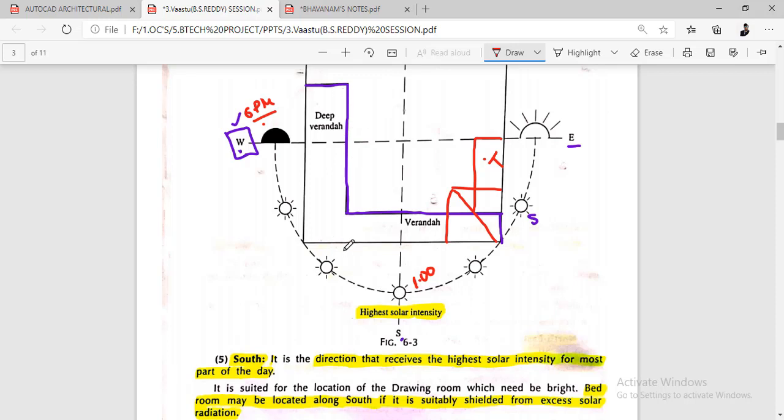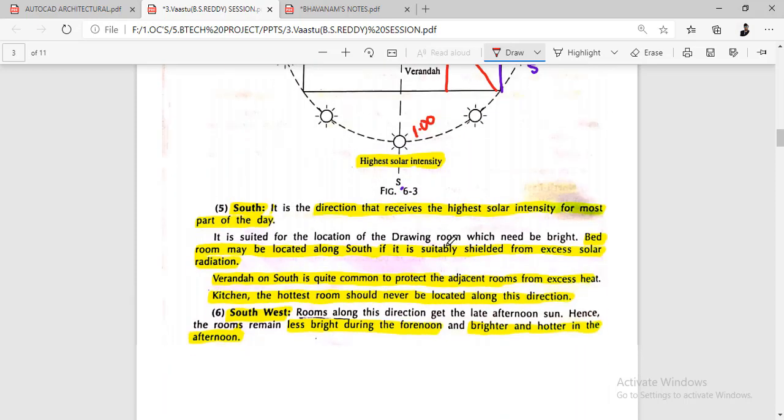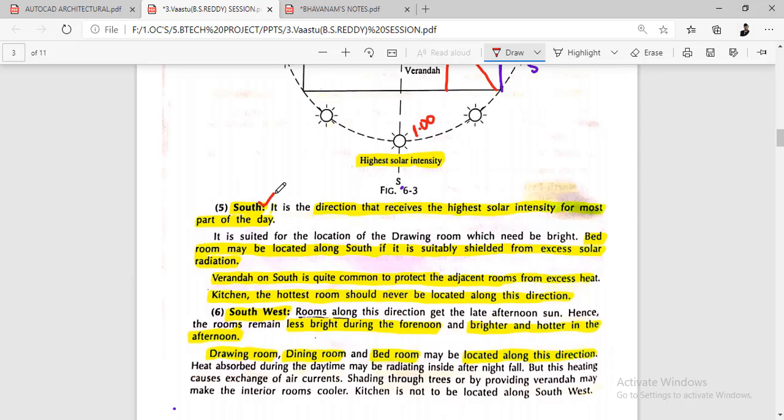And in this direction also there will be somewhat higher solar intensity, that's why we need to provide deep verandas. That's the main reason. And south is the direction that receives the highest solar intensity for most part of the day. So that's why the bedroom may be located along the south if it is suitably shielded for excessive solar radiation.